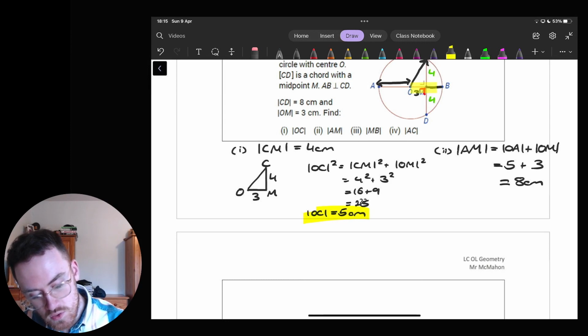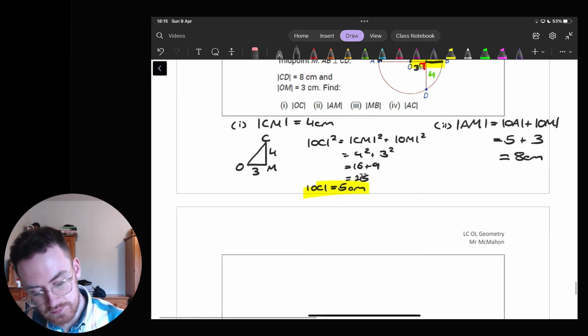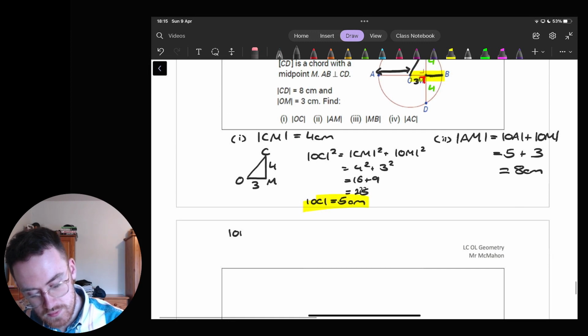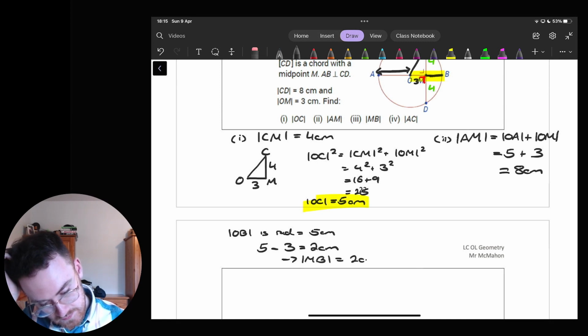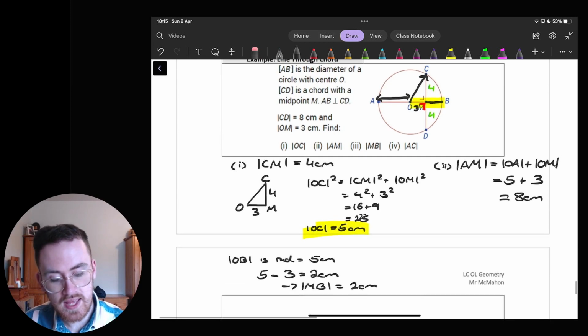Now again, OB is the full radius. So OB is the radius, which we've established is 5. So 5 take away OM, which was 3, gives me a value of 2 centimeters. So that means that MB is 2 centimeters.